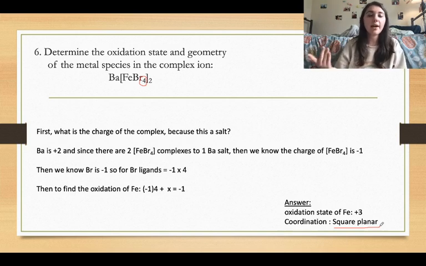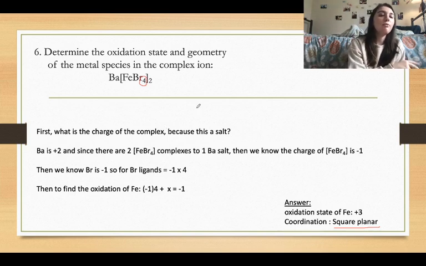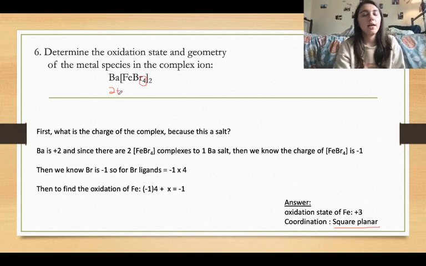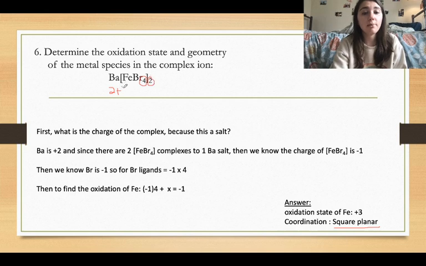Okay, the other thing I need to know. So I have a salt, and because I have a salt, I need to know what the charge of the complex is. And this one is slightly different from before because I know that barium here is an alkaline earth metal, and that is going to have a 2+ charge on it. And so that means that I'm going to need 2 of these, but they're going to have to be negative. So remember, there's 2 of them here, which means the actual complex is not 2-, but 1-. And that's because I have 2 of them. So the actual complex is -1.